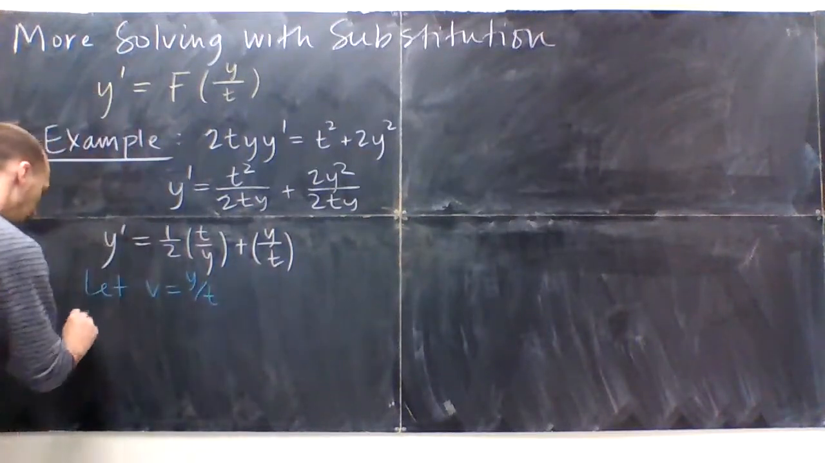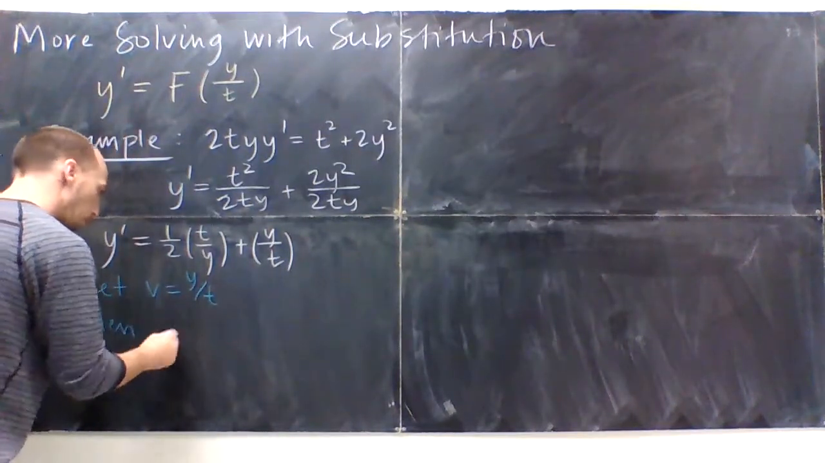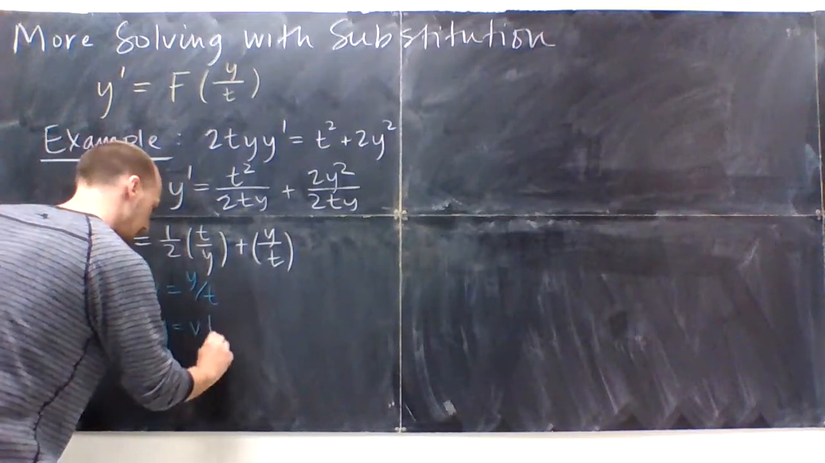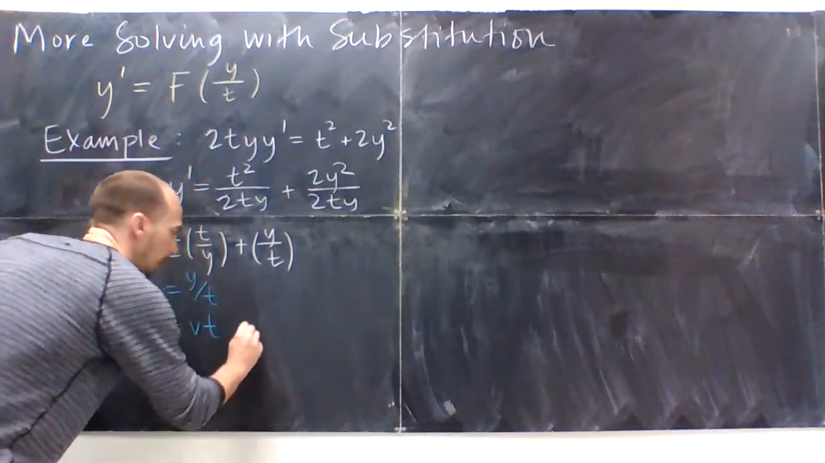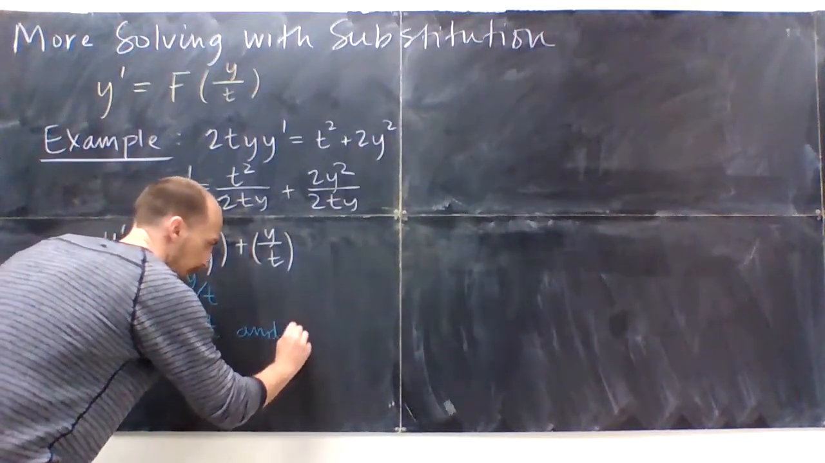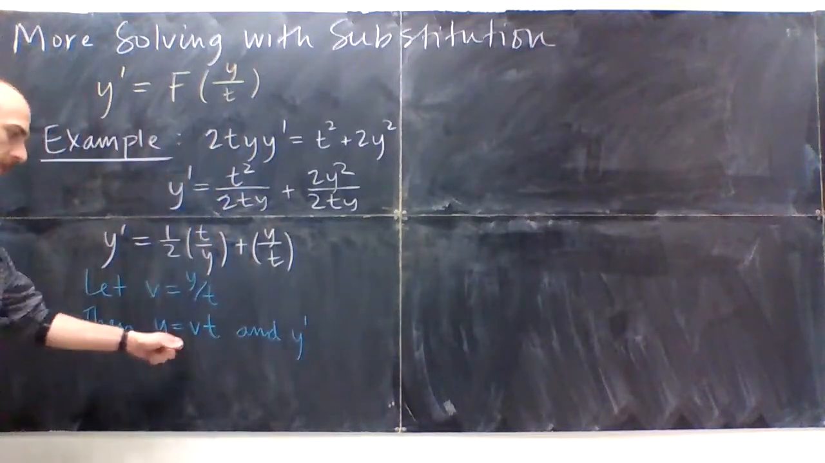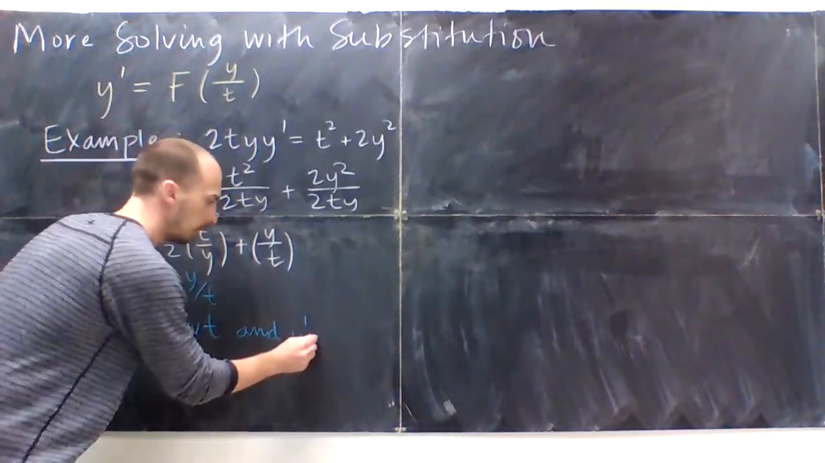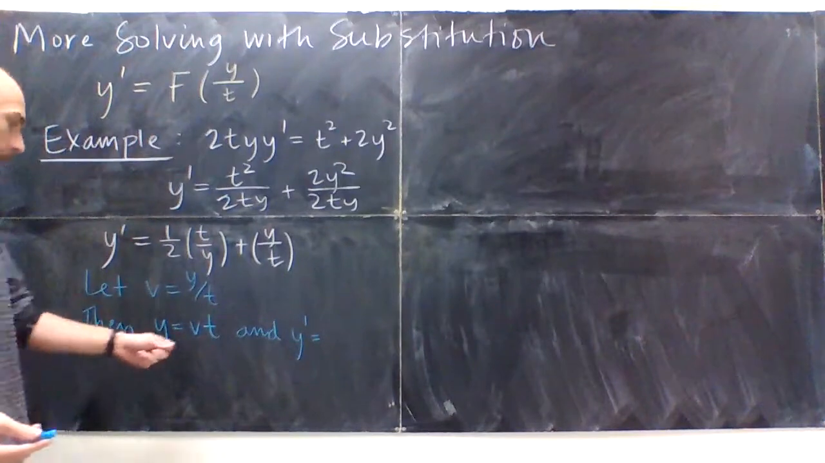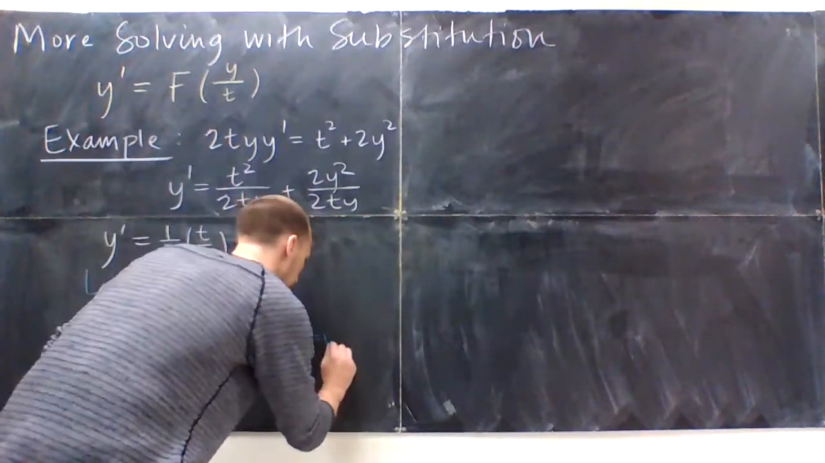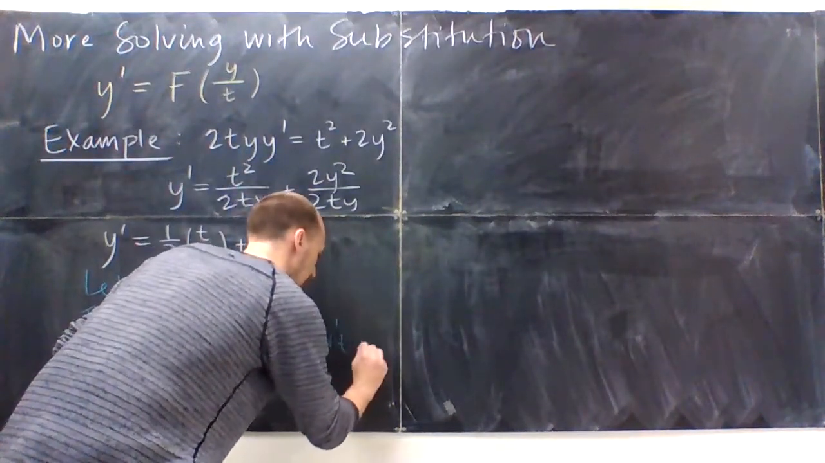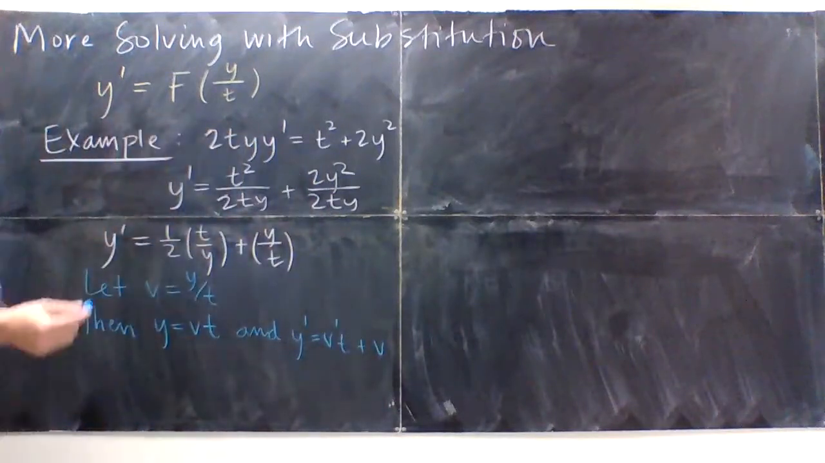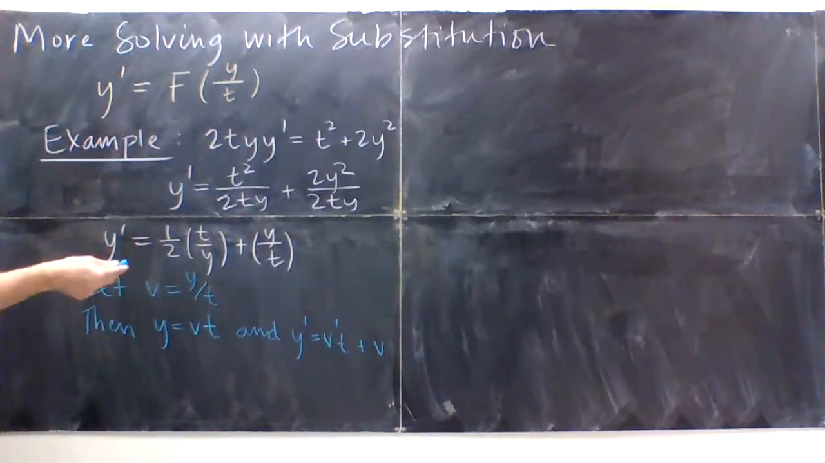Okay. Then y is equal to v times t. And y prime, v of t times t, is going to be, I'm going to have to use the product rule. So I'm going to take the derivative of v and leave t the same. And then I'm going to leave v the same and take the derivative of t with respect to t, which is just going to be 1.